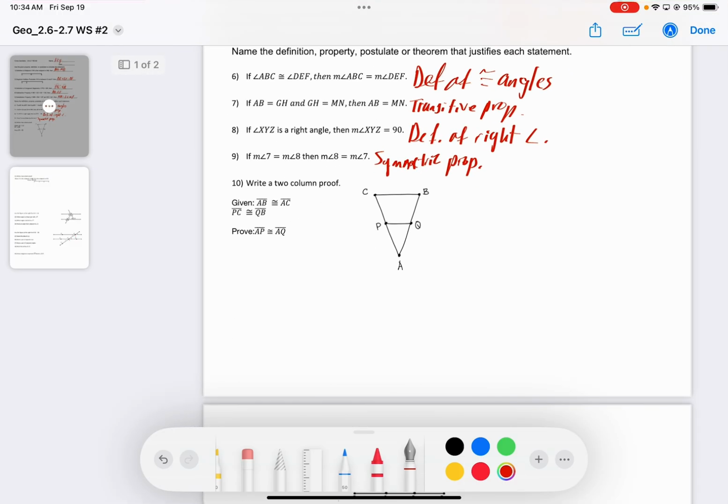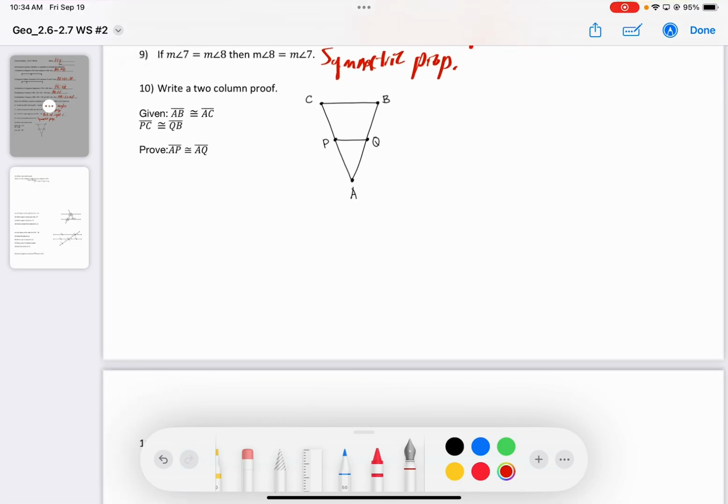Okay? Now, proofs like number 10. Proofs like number 10, fair game. You could see something like number 10.